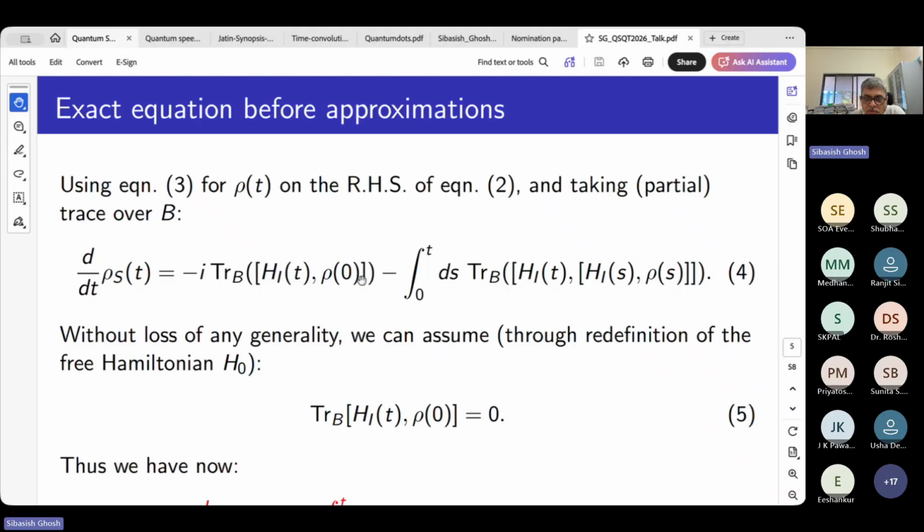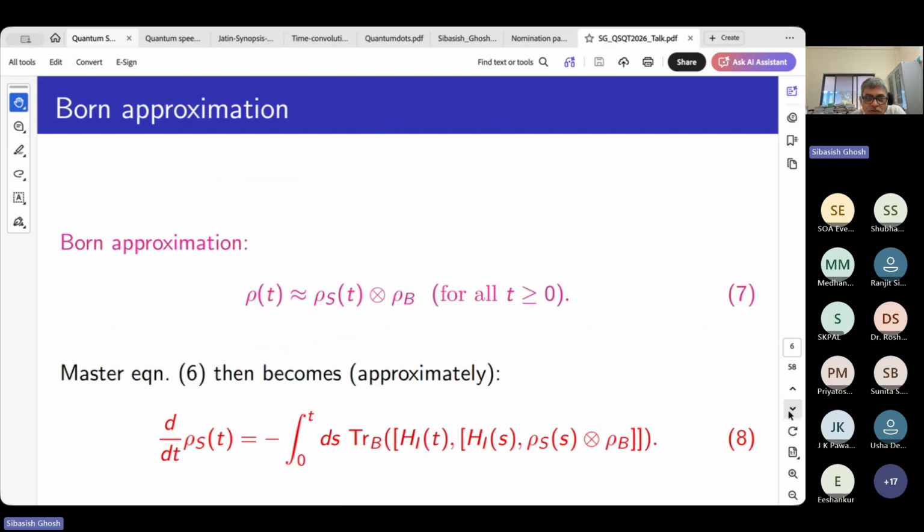Now I can take this first term on the right hand side of equation 4 to be 0, and without loss of generality we can do that, because in order to do this I'll have to shift the energy origin. This is the free Hamiltonian H naught, which is H_S plus H_B. I can redefine this free Hamiltonian by shifting the energy origin, so that I can take the trace over B of this commutator to be 0. This I can do without any loss of generality. Okay. So once I do that, then this equation 4.